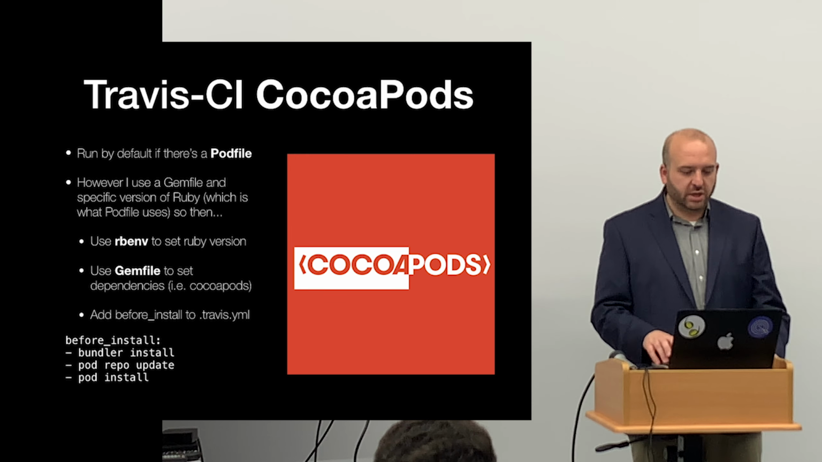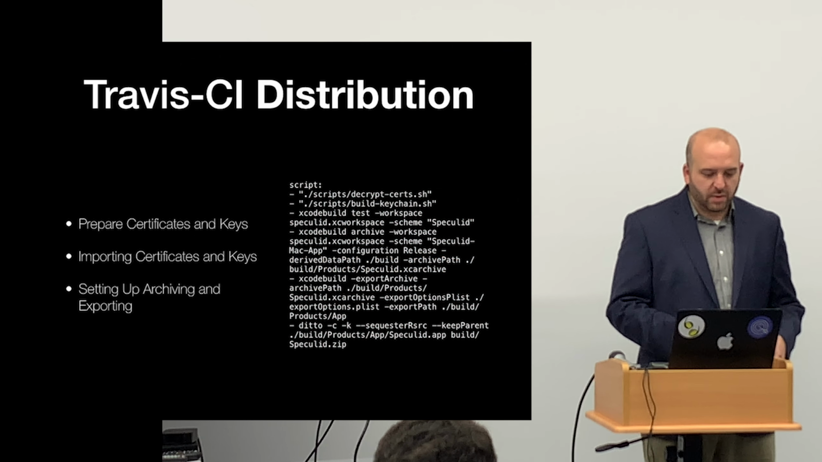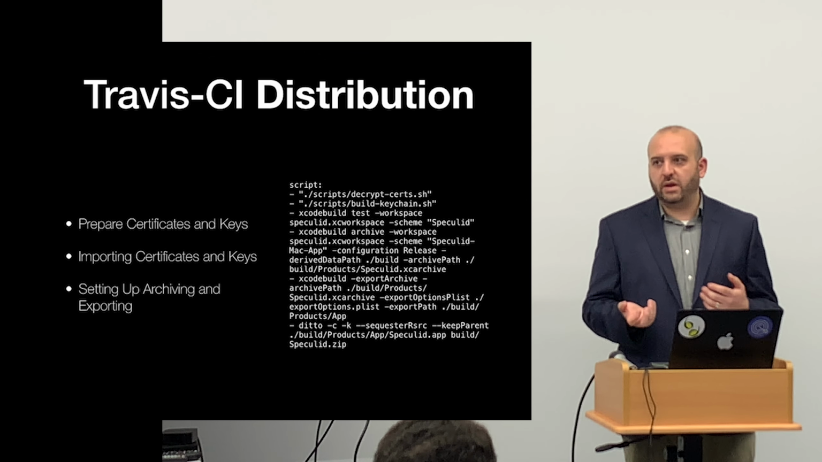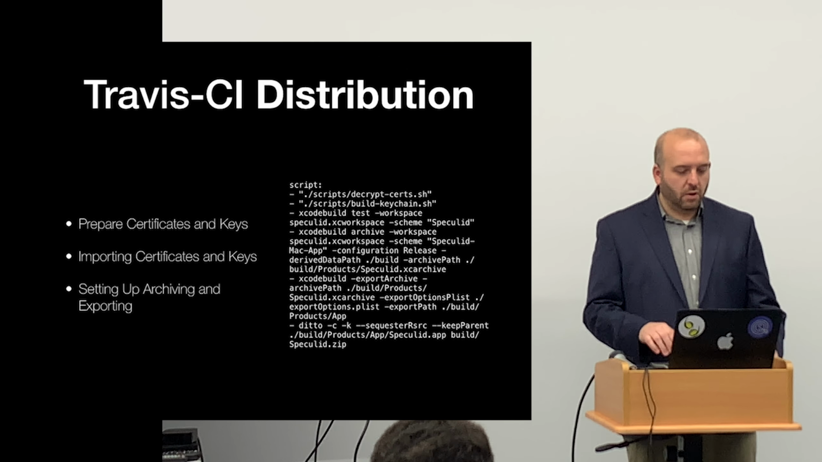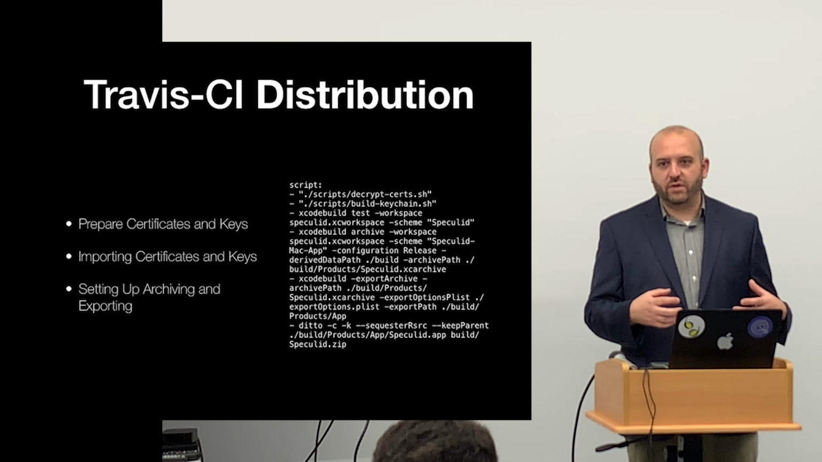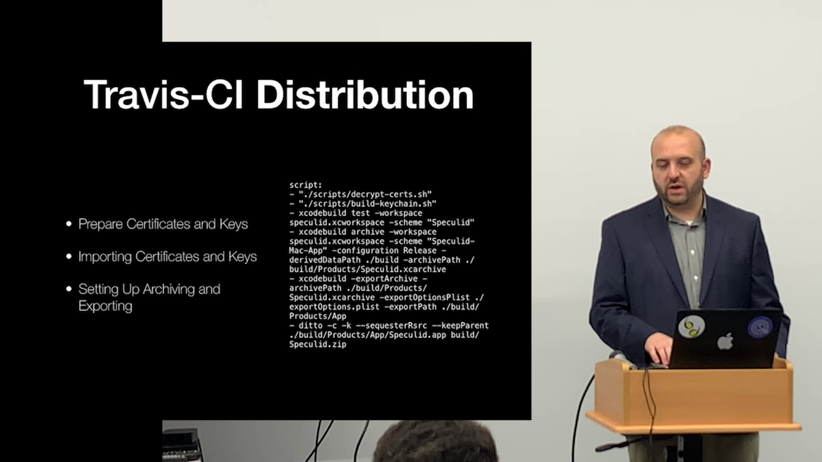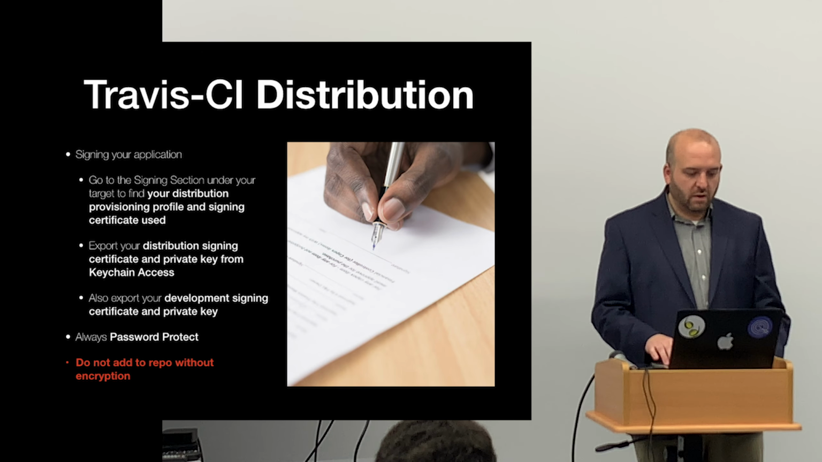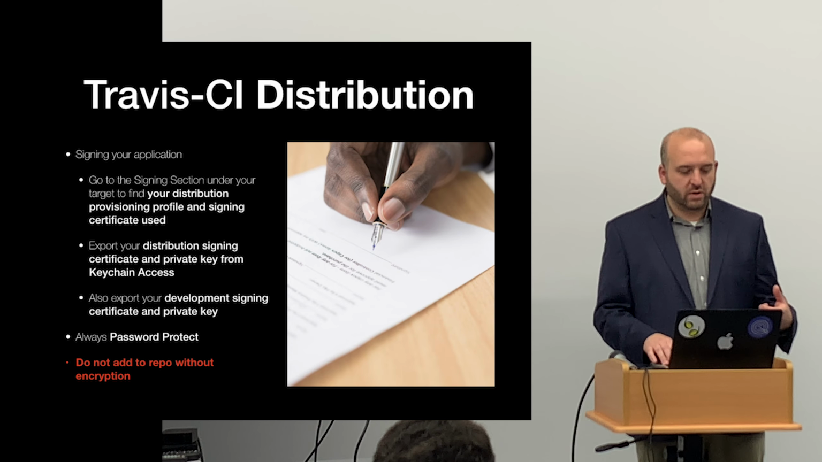But the real challenge is distribution and preparing your certificates and keys for distribution. In this case, I was uploading my application to a GitHub release. So there's some things to note about how to make sure that when you build the app and archive it and package it, that you have the certificates installed on your Travis CI image. So what you're going to want to do is you're going to go to the signing section and find your distribution profile, and you're going to find your key, and you're going to make sure that you import that.